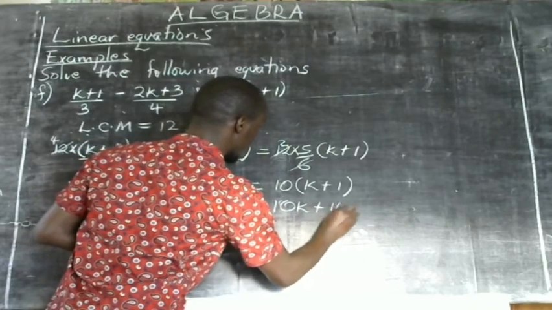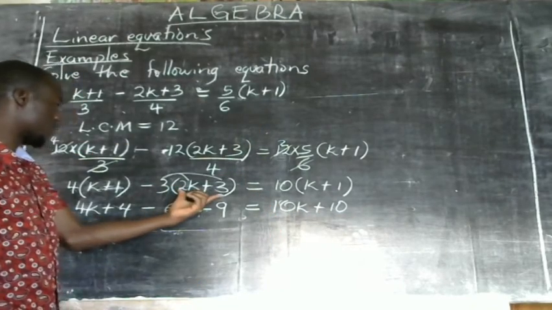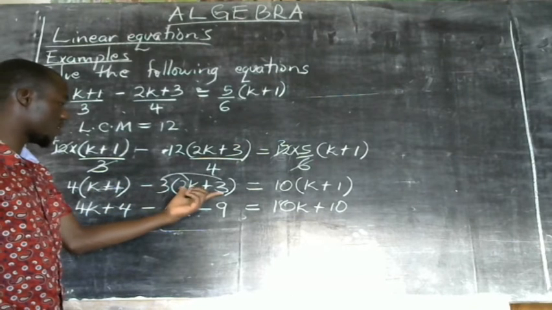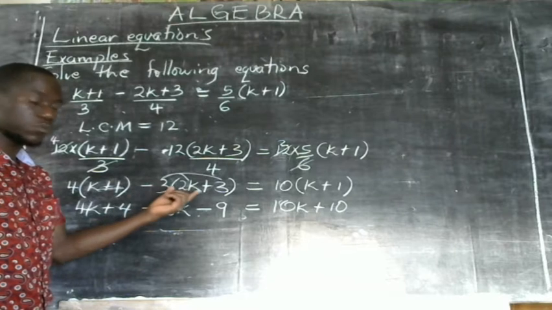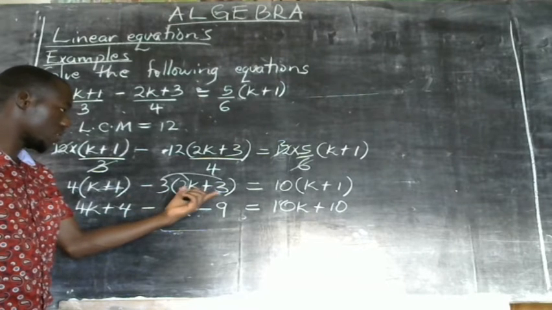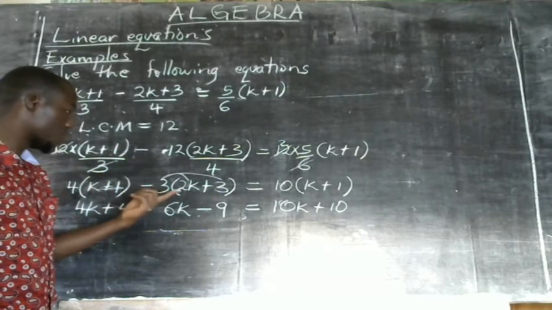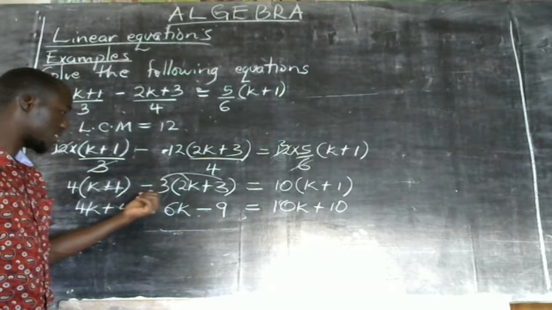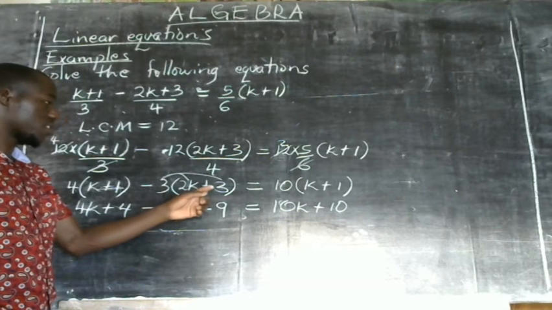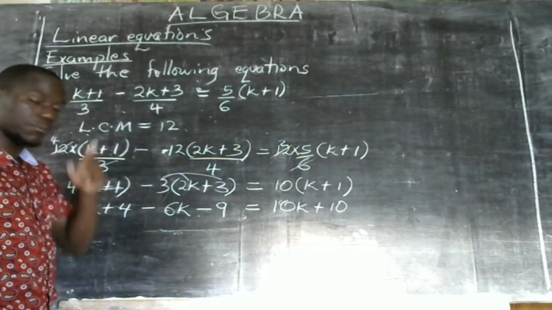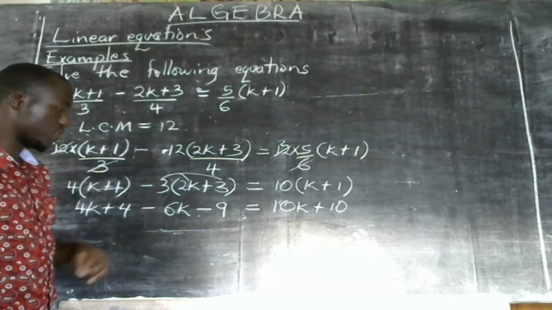plus the 10. The reason why I always put brackets there, you can see that the sign here will always affect what is inside the bracket. So if you don't put them, you will just multiply this negative 3 times the 2k alone, and then you will be having that one there as a positive, yet it should be a negative.